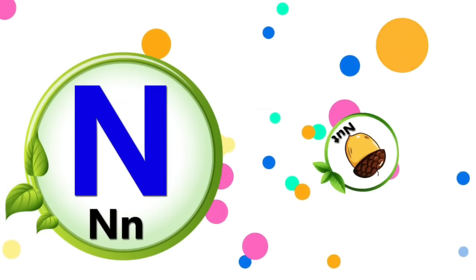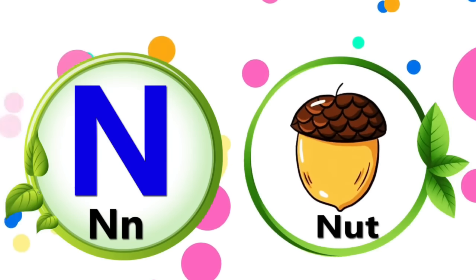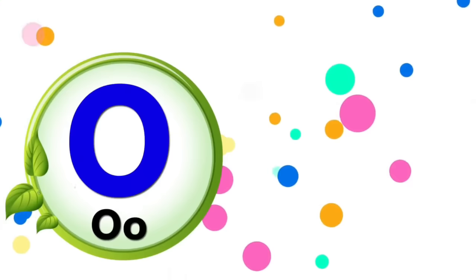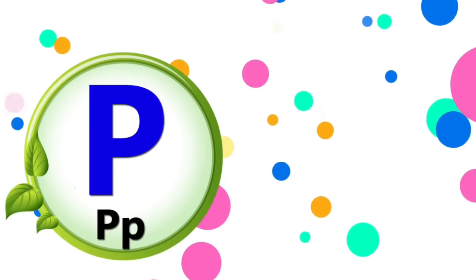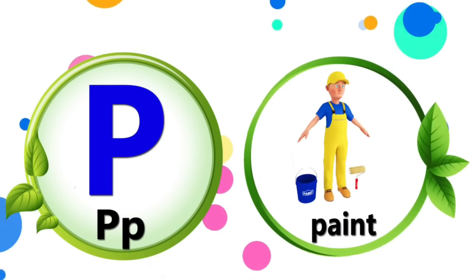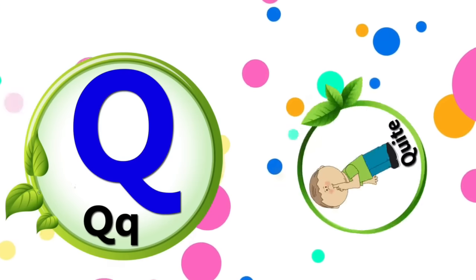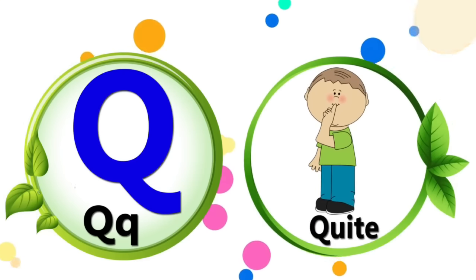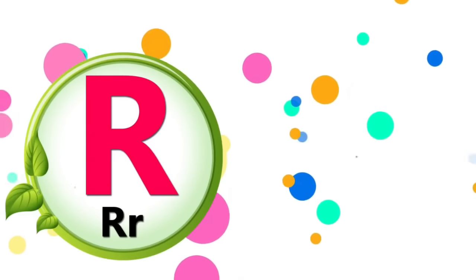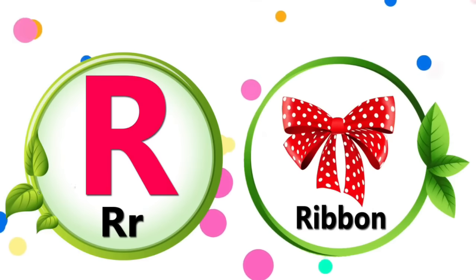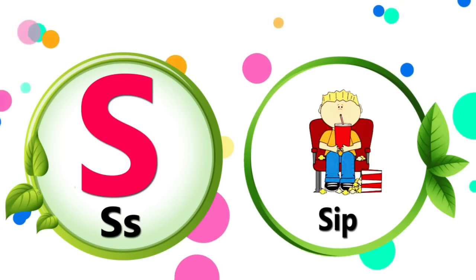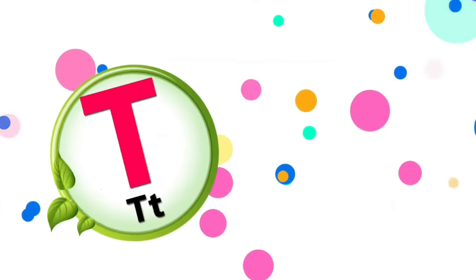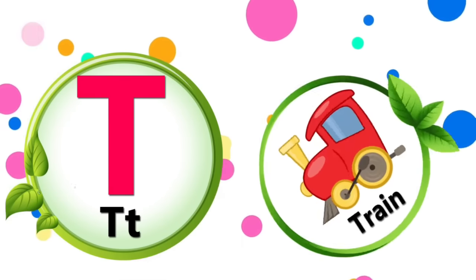N is for nut. O is for oi. P is for paint. Q is for quiet. R is for ribbon. S is for sip. T is for train.